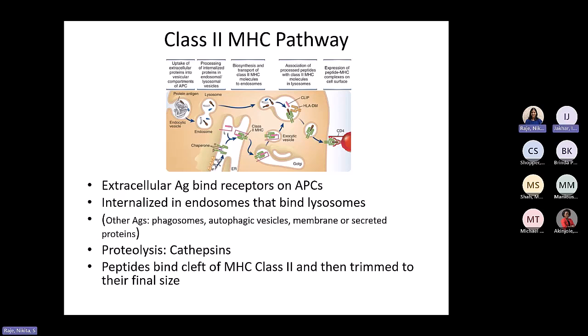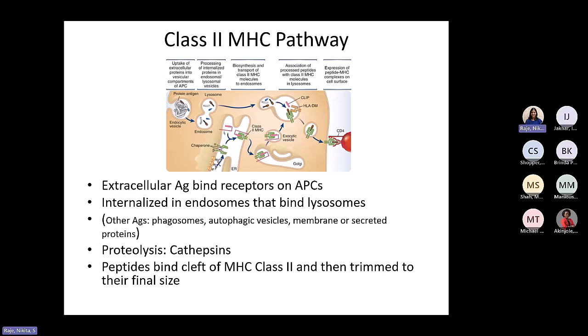Oh, I see. So it's only a little portion of the invariant chain that stays behind, and it's still blocking the cleft when it reaches the endolysosome. So when it reaches there, the part of the invariant chain is gone, but the cleft is still blocked, and that part is called CLIP. I see. Okay. And then CLIP has to be taken out for that cleft to be open. Gotcha. Right, and that function is provided by HLA-DM.